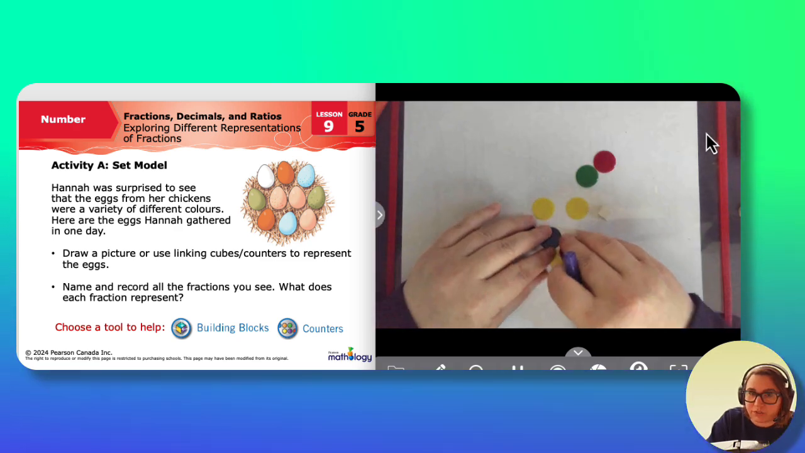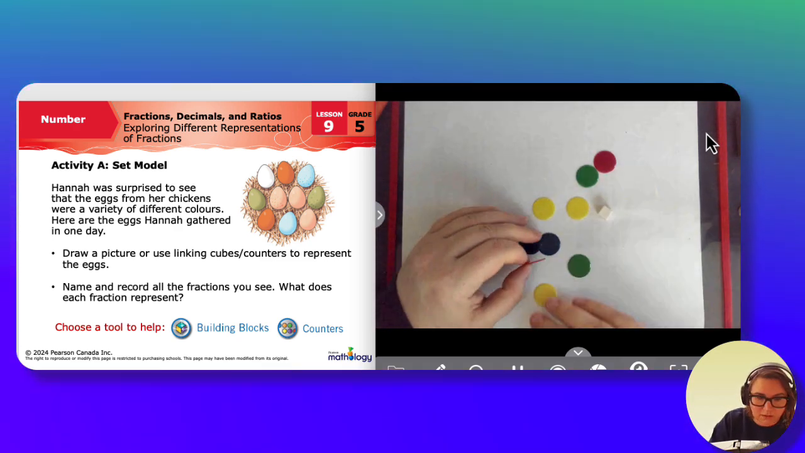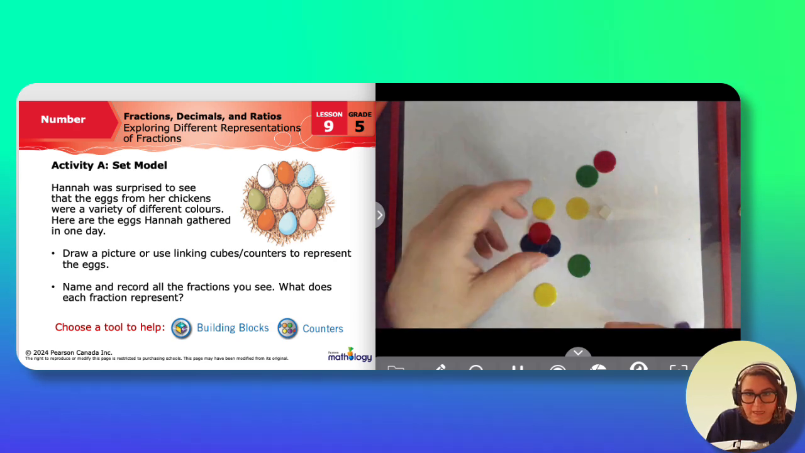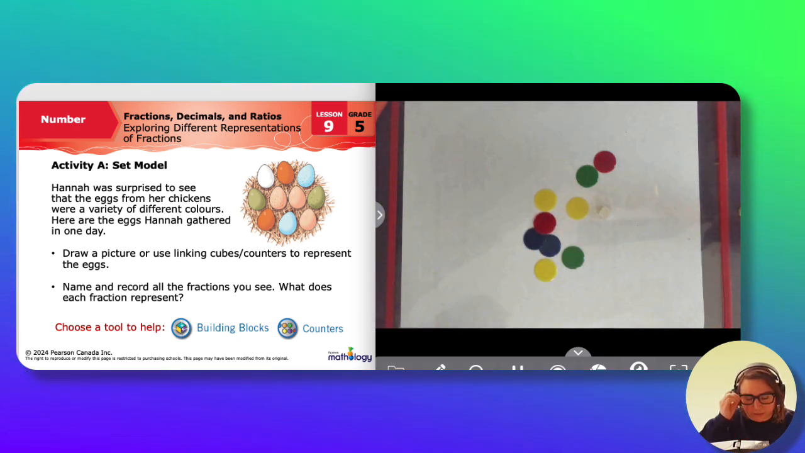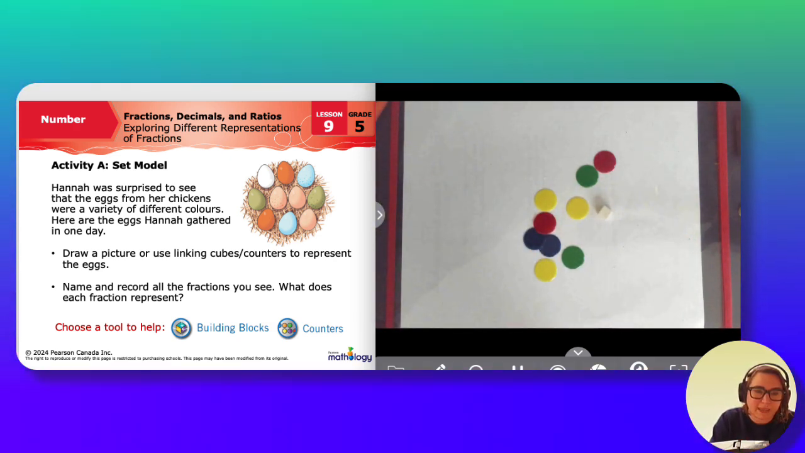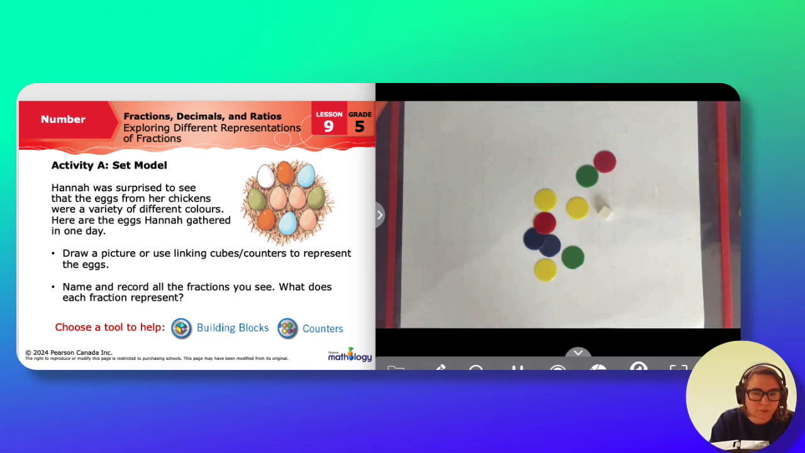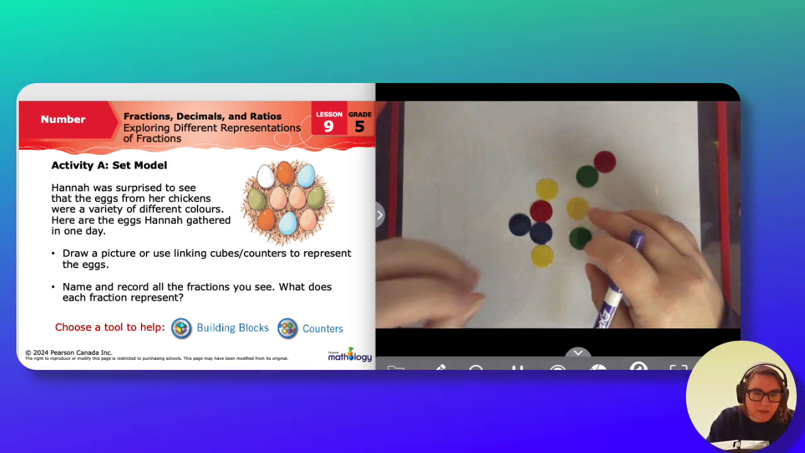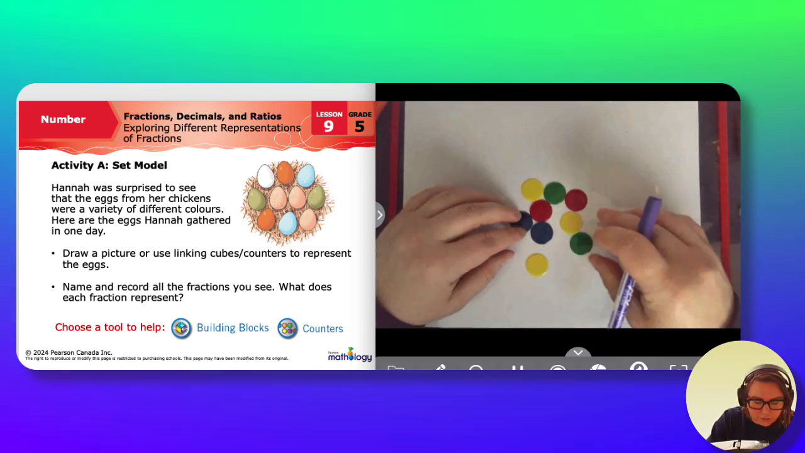So what I've done is use some color counters to represent the different eggs. There's digital counters linked within these slide decks and within Mathology. You could give them Unifix cubes, any sort of counters so that they could create a set model. And so we're going to show this problem, and we're going to say, using your manipulatives, represent the eggs and the fractions that you see.